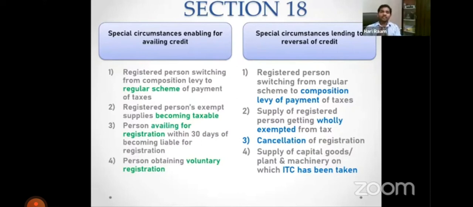And the second circumstance is the opposite case: a registered person switching from the regular scheme to composition, that is Section 10. Now from a regular scheme he has been converted into a composition levy. Or second, till now he was supplying taxable goods, and now becomes wholly exempt. And third, cancellation of registration. And lastly, supply: if he purchased goods, capital goods or plant and machinery, and he supplied such capital goods or plant and machinery, at that time the ITC that has been taken, we need to reverse it. We can discuss them one by one.